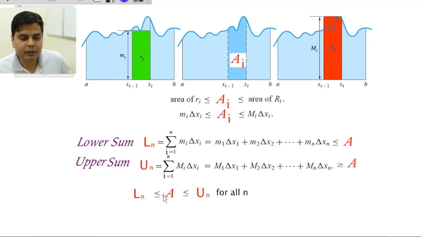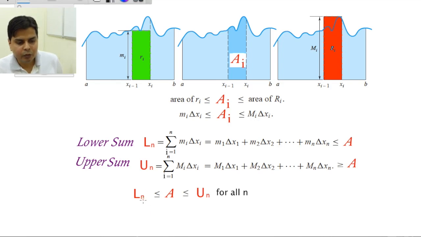Now, so therefore I can say that Ln is less than or equal to A, less than or equal to Un for all n. This is very simple, that the lower sum has to be less than the exact area I am trying to find, and this area A has to be less than or equal to Un, the upper sum. Lower has to be less than the exact, and exact has to be less than Un. This is true for all n equal to 10 or 20, whatever.